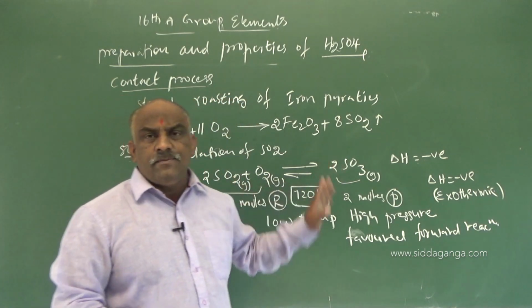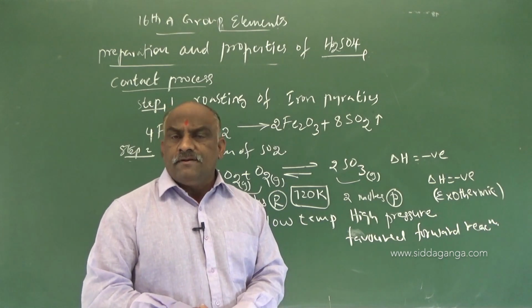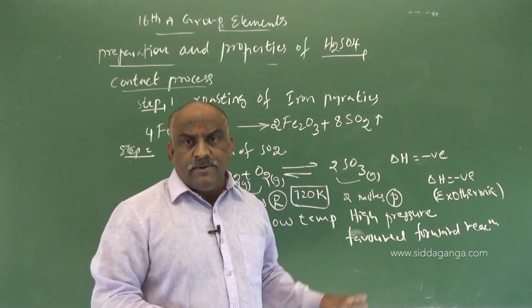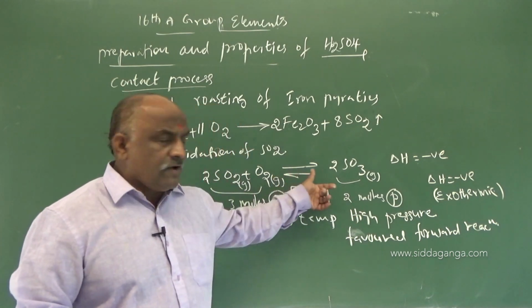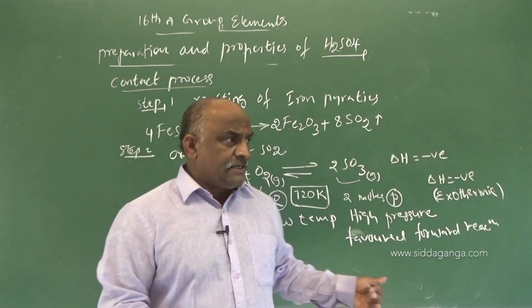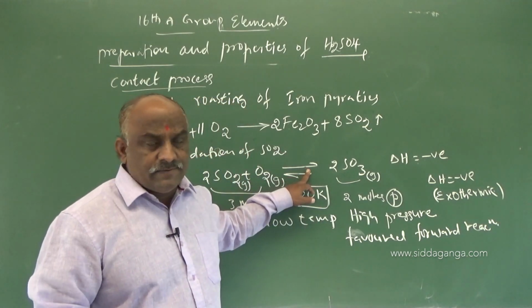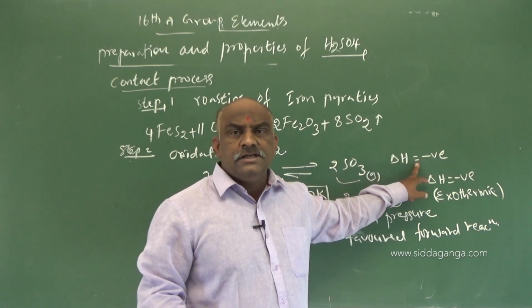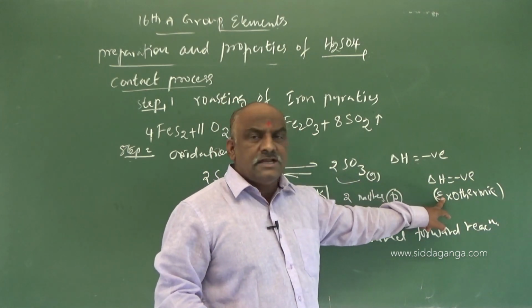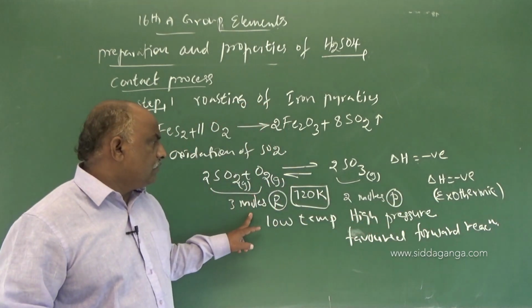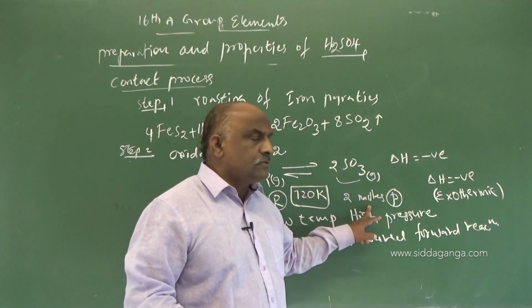Step 2 is an example of a reversible reaction. A reversible reaction means that at a certain point equilibrium takes place. Equilibrium means the rate of the forward reaction is equal to the rate of the backward reaction. That state is called the equilibrium state. In this reaction, delta H is negative, and delta H negative stands for an exothermic reaction. The number of reactant molecules is 3 moles and the number of product molecules is 2 moles.